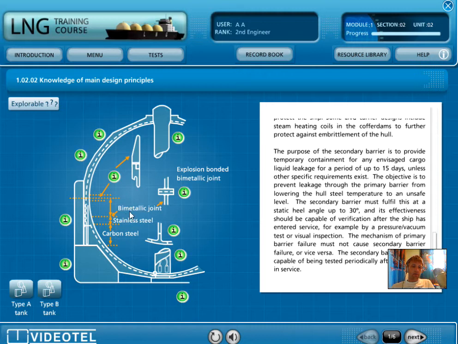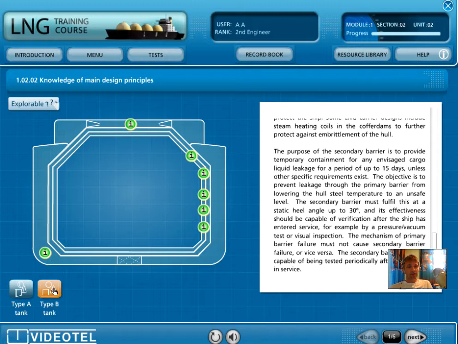We have a bimetallic joint here, stainless steel, carbon steel, different kinds of metals applied in the construction. As we can see, it's really specified. The construction is really careful, and has improved through time. It's really nice to see so many details.